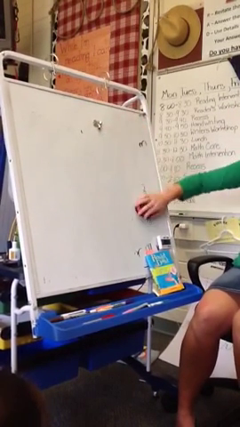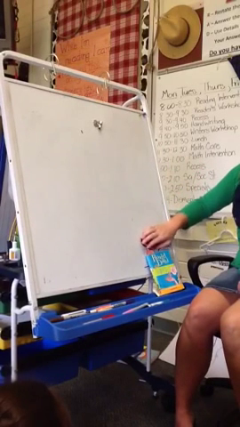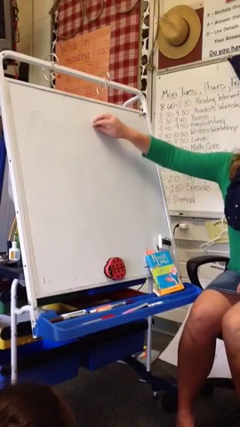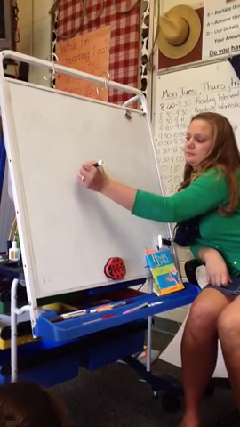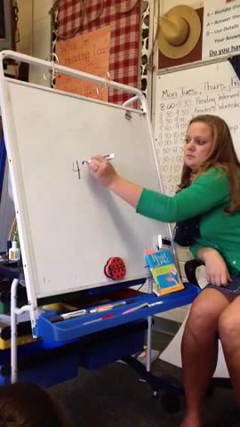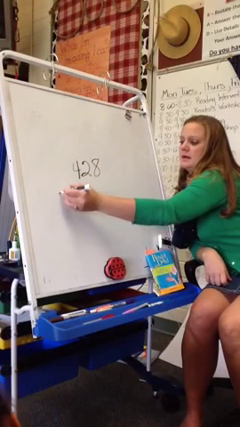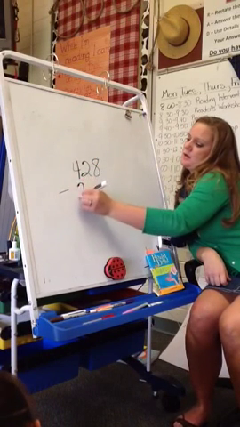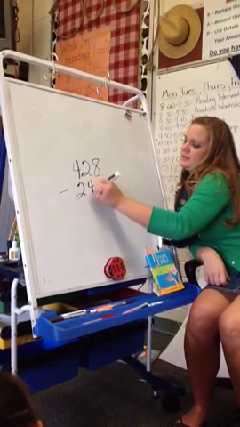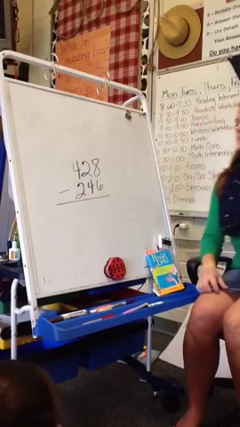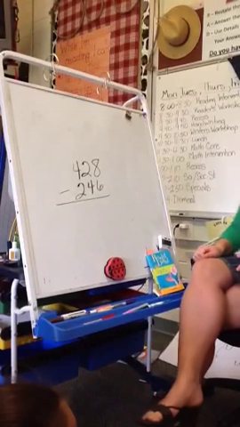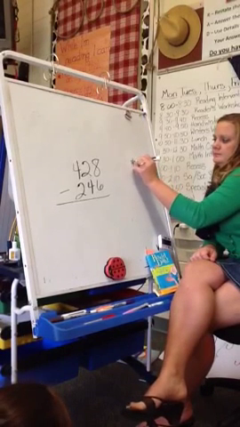This is my turn. Okay. Boys and girls, I have 428 minus 246. Okay? To start out, I'm going to do the number line first.